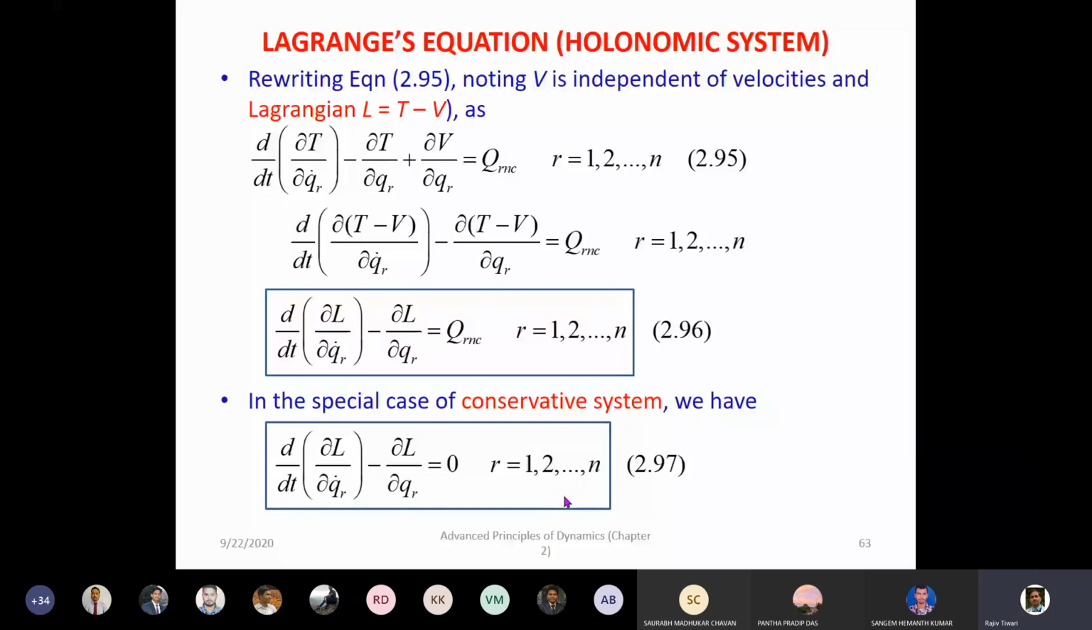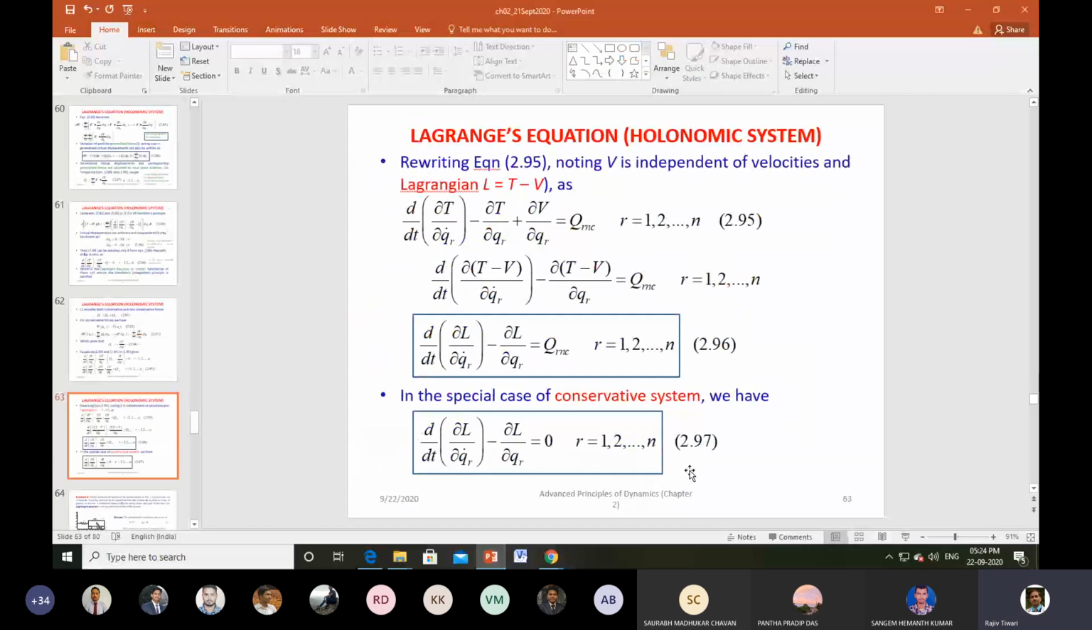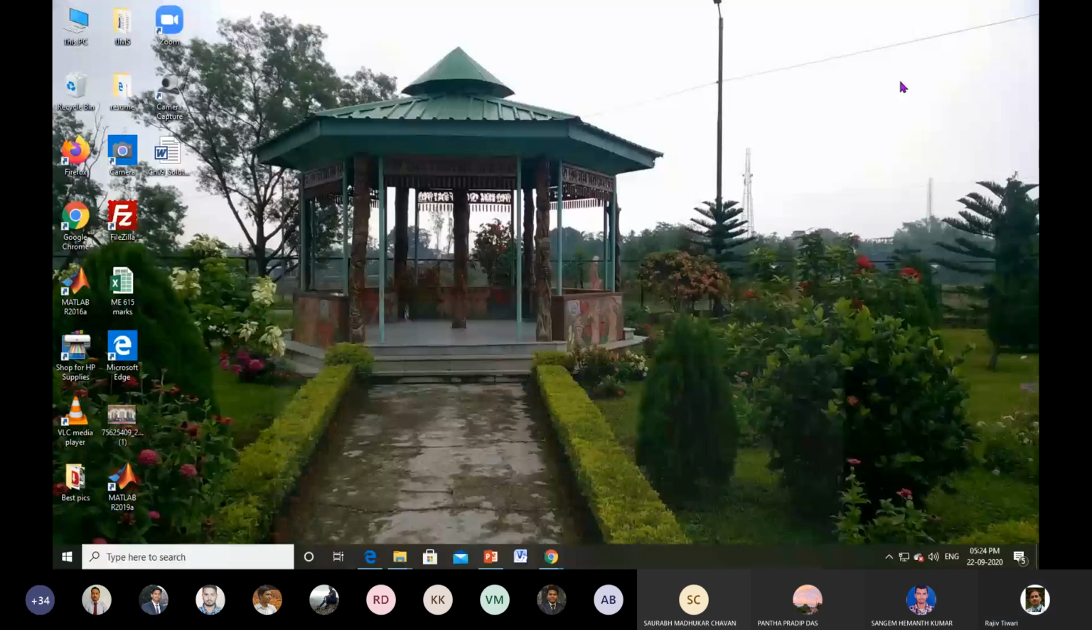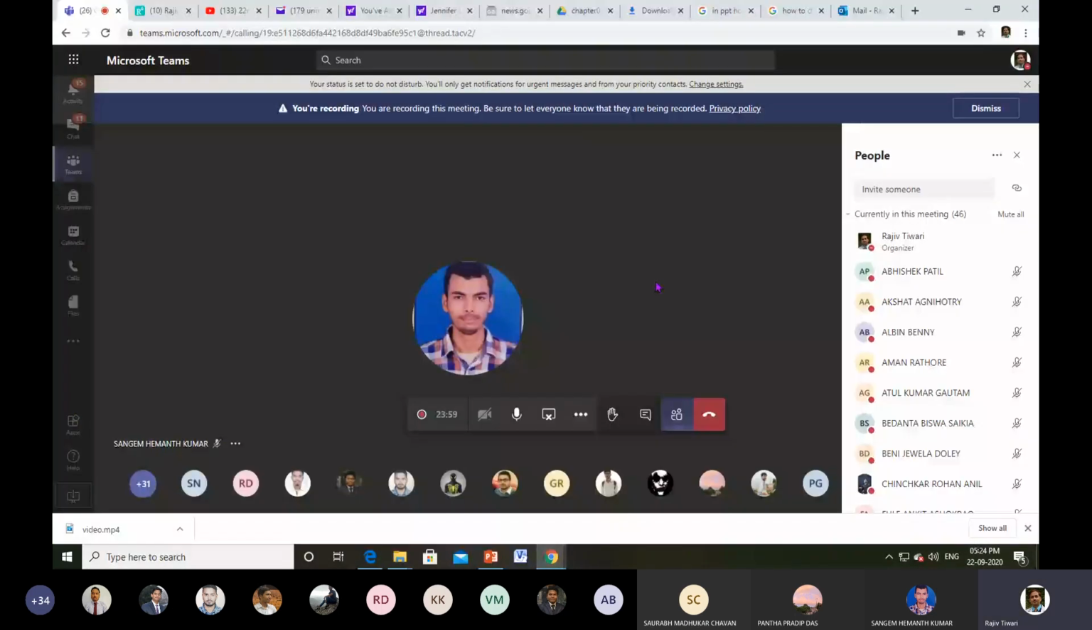If you have any questions on this, I will stop here and then take up the example. Please raise your hand. Any question on the derivation of Lagrange's equation from Hamilton's principle? Any step that is not clear? Okay, there is no question, so I'll go ahead with the example.